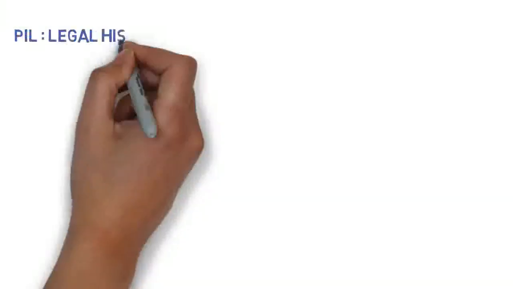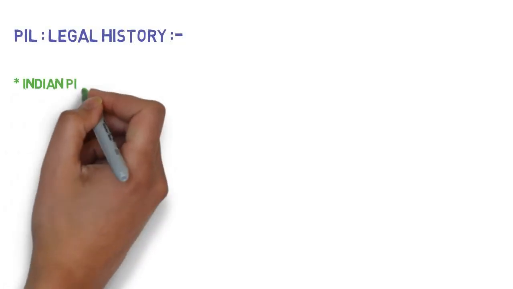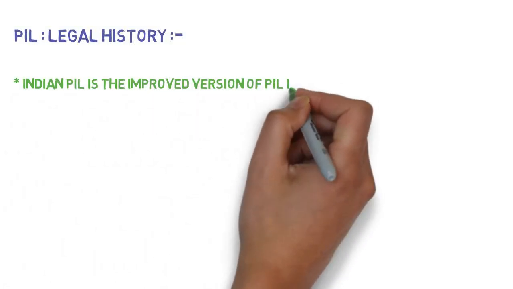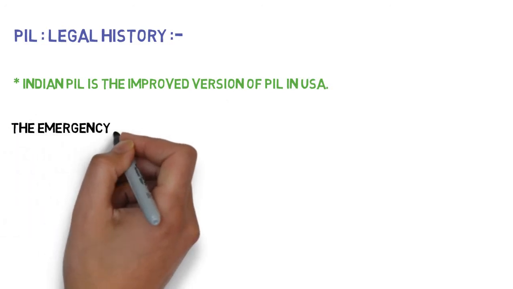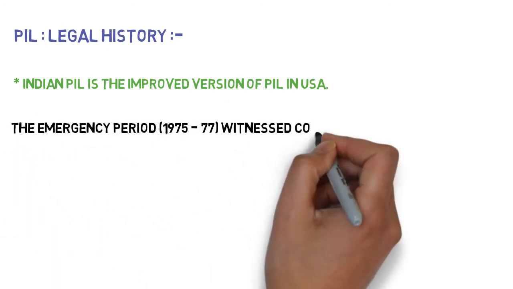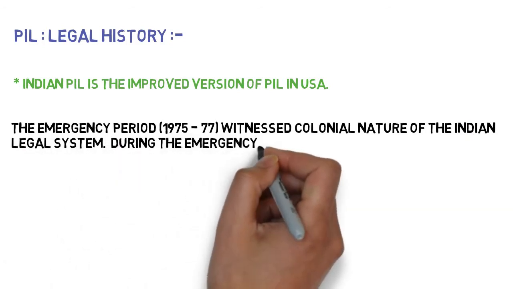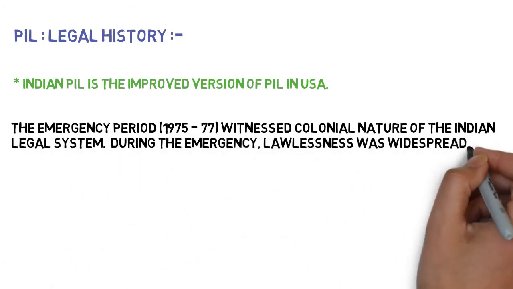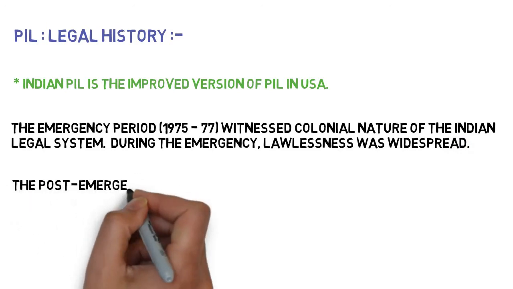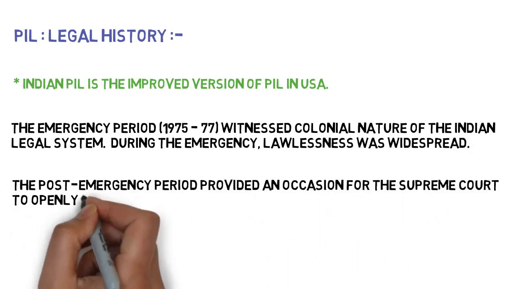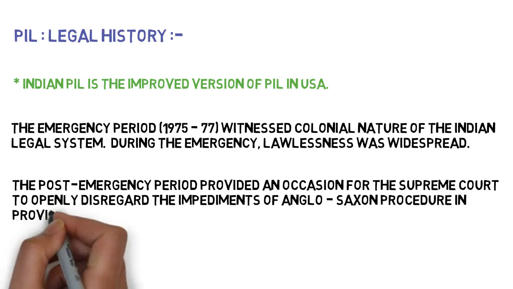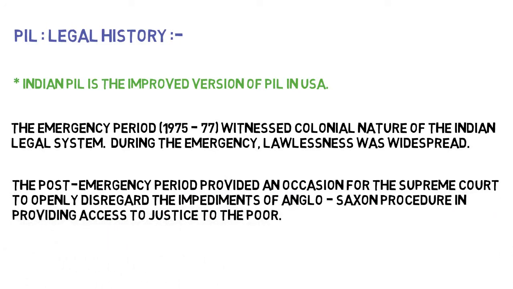So now let's see the legal history of PIL. Indian PIL is the improved version of PIL in USA. The emergency period from 1975 to 77 witnessed colonial nature of the Indian legal system. During emergency, lawlessness was widespread. The post-emergency period provided an occasion for the Supreme Court to openly disregard the impediments of Anglo-Saxon procedure in providing access to justice to the poor.